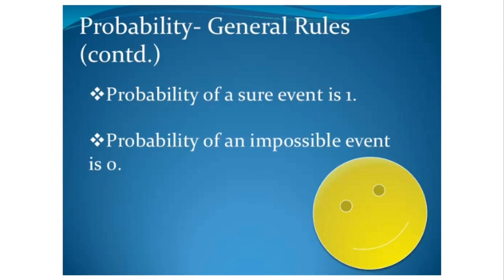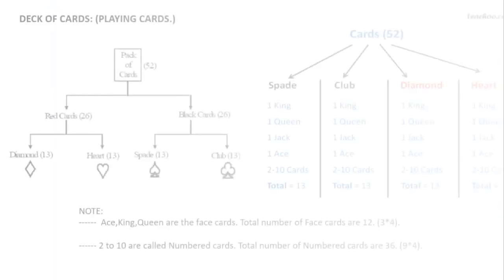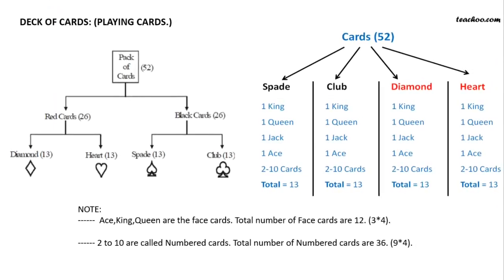Here we have 2 types of major events, sure event and impossible event. If the probability of an event is 1, that is called a sure event or certain event. If the probability of an event is 0, that is an impossible event.